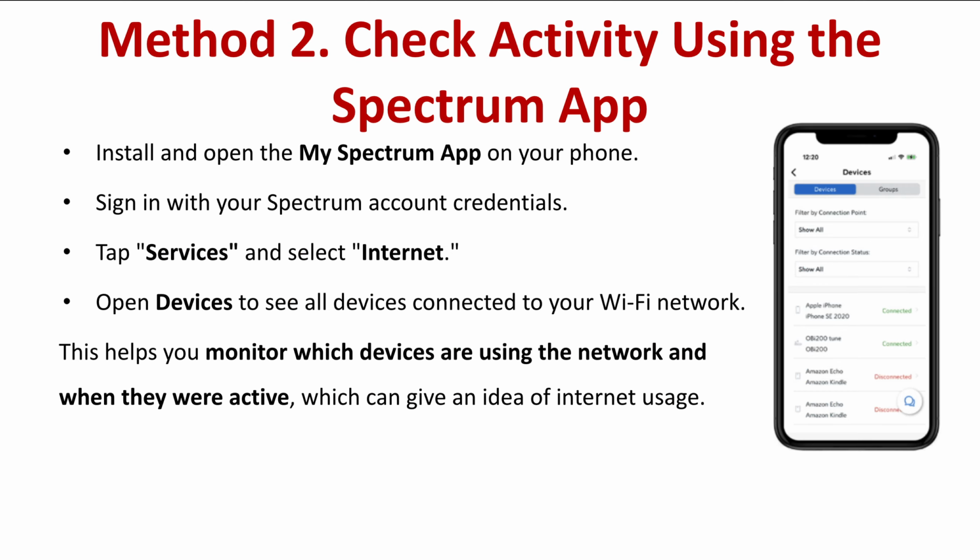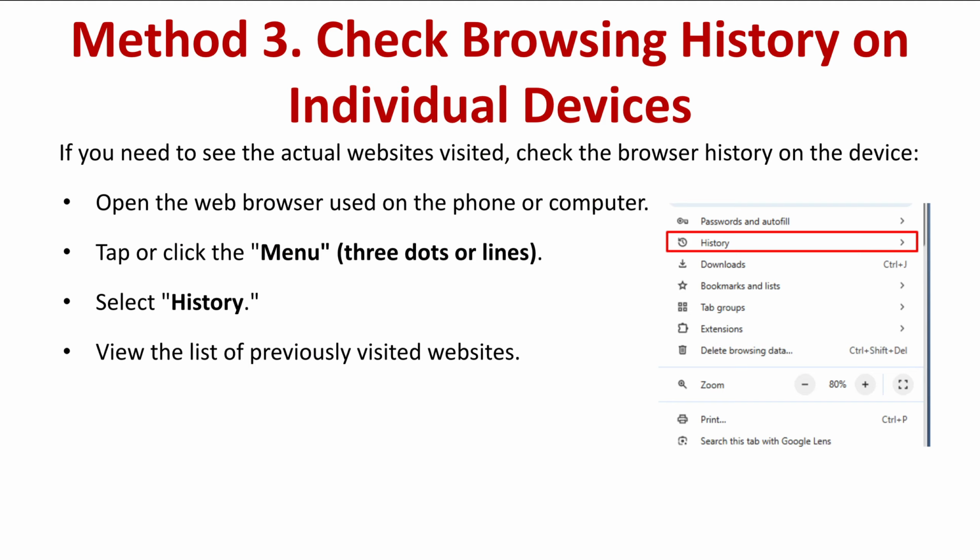Second method is check activity using the Spectrum app. Install and open the My Spectrum app on your phone. Sign in with your Spectrum account credentials. Tap services and select internet. Open devices to see all devices connected to your Wi-Fi network. This helps you monitor which devices are using the network and when they are active, which can give an idea of internet usage.